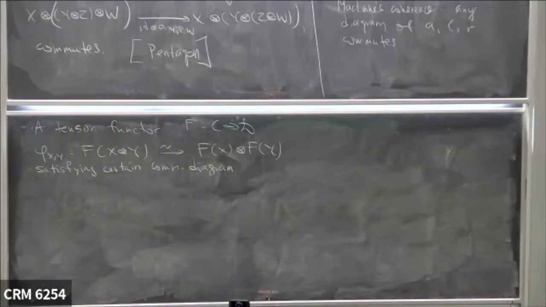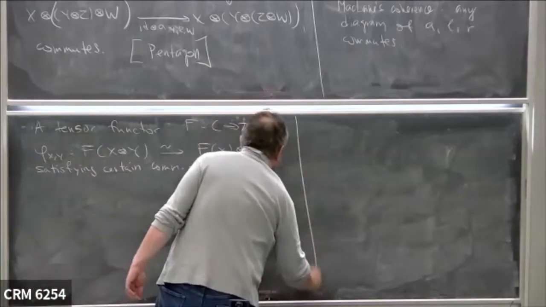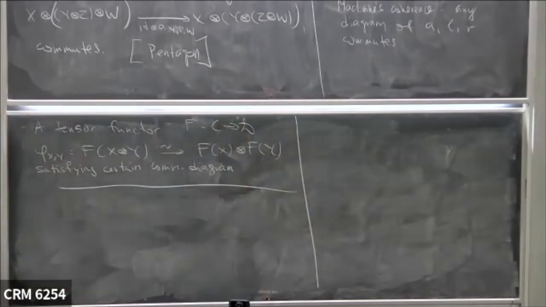Now, we will need something else. In these examples that I gave, representations of groups, Hopf algebras, there is always a way to produce the dual representation, right? The dual vector space.